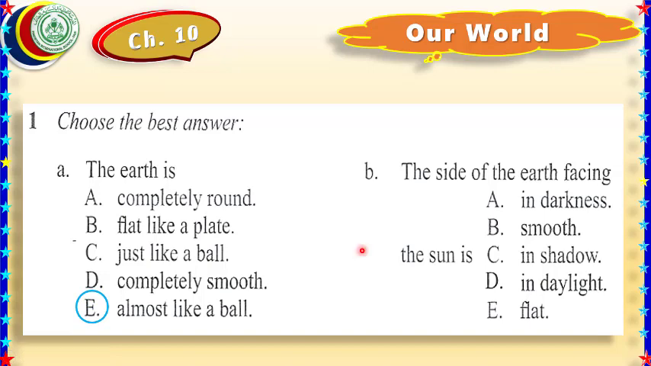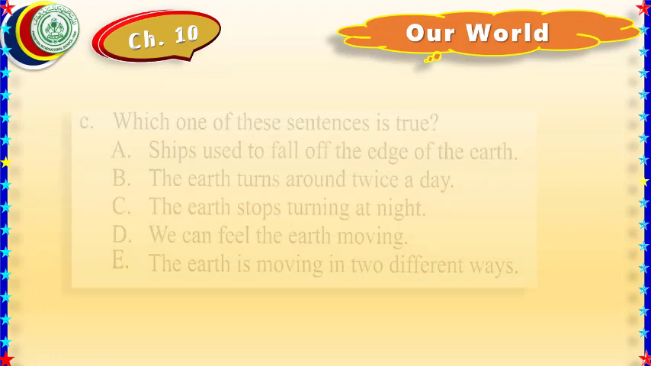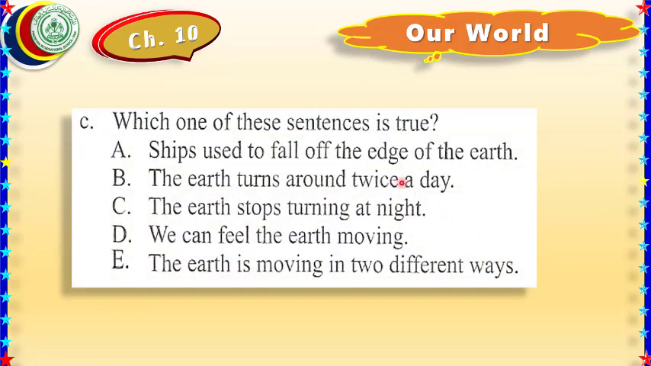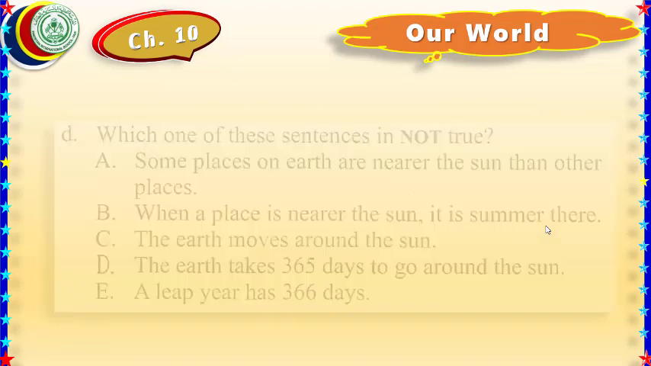Part B is the side of the earth facing the sun is in daylight. Let us move to the next part. Which one of these sentences is true? The true sentence is, the earth is moving in two different ways. Yes, all others are wrong. We can feel the earth moving. Can we feel? No. The earth stopped turning at night. No. The earth turns around twice a day. No. Ships used to fall. No. All are wrong. Only this one is true.